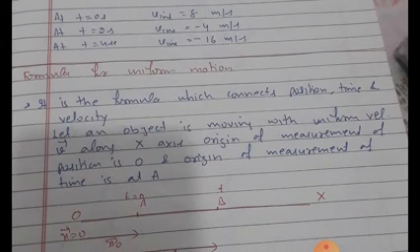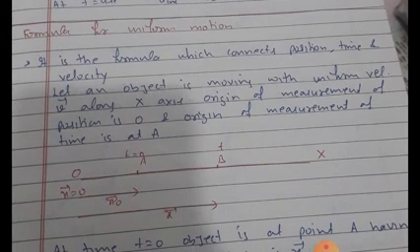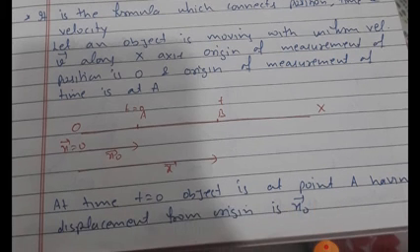Let us study a diagram. Suppose an object is moving with uniform velocity v along the x-axis. The origin of measurement of position is O, and the origin of measurement of time is at A. It means whenever we have to measure distances, we will measure from O, and when we have to measure the time, we will start the time from A. So both x and t have different origins for their measurement.